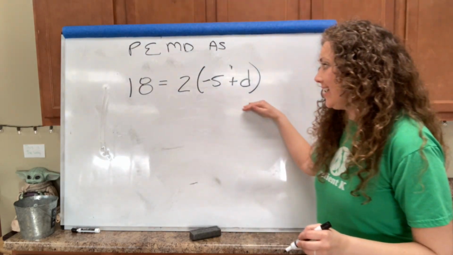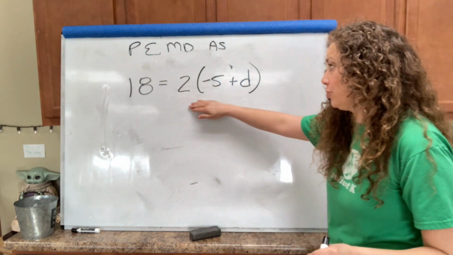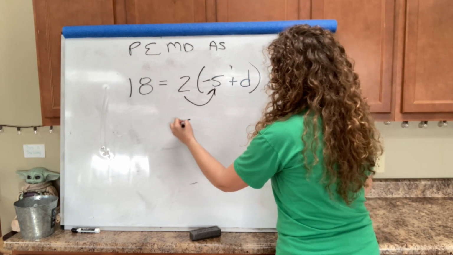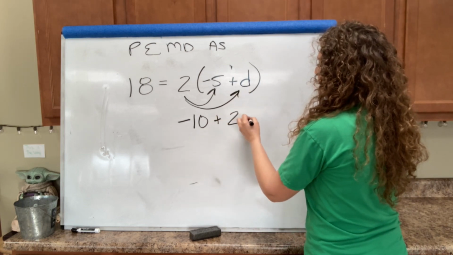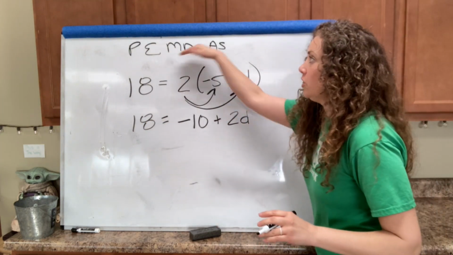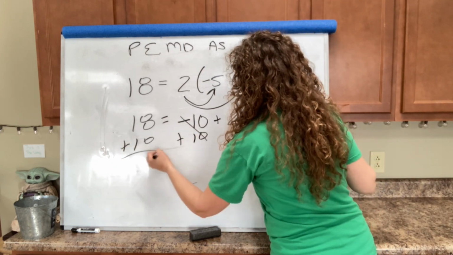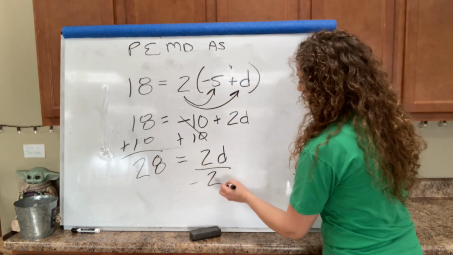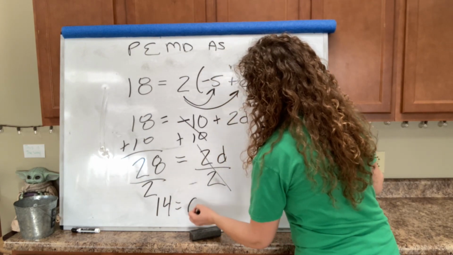When you have a problem like this, the first thing you want to do is see if there's anything that needs distributed, and yes, there is. We can use the distributive property to break this apart. So we're going to multiply 2 times negative 5, that's negative 10. And then we're going to multiply 2 times d, that is this. And now we have this problem here. Then again, we're doing reverse of the order of operations. We're going to add 10 here to get rid of that. Add 10 here, we get 28 equals 2d. Let's divide here to get rid of that. And we have 14 equals d.